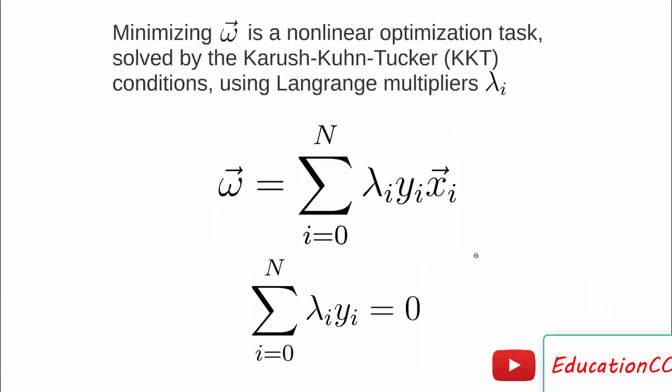Minimizing this weight vector is a nonlinear optimization task, which can be solved by these KKT conditions, which use Lagrange multipliers. The main equations state that the value of omega will be the solution of this sum here. And we also have this other rule. So when we solve this equation, trying to minimize this omega vector, we will maximize the margin between the two classes, which means we will maximize the separability between the two classes.